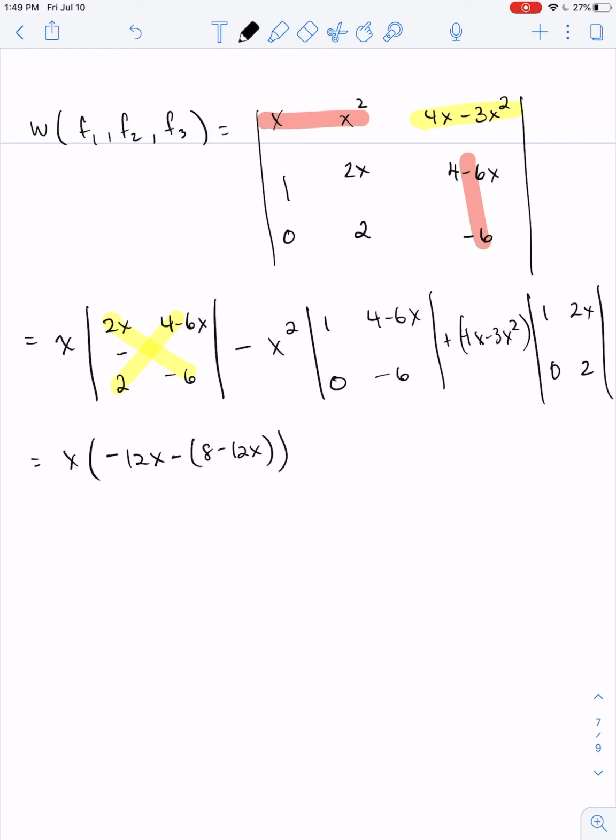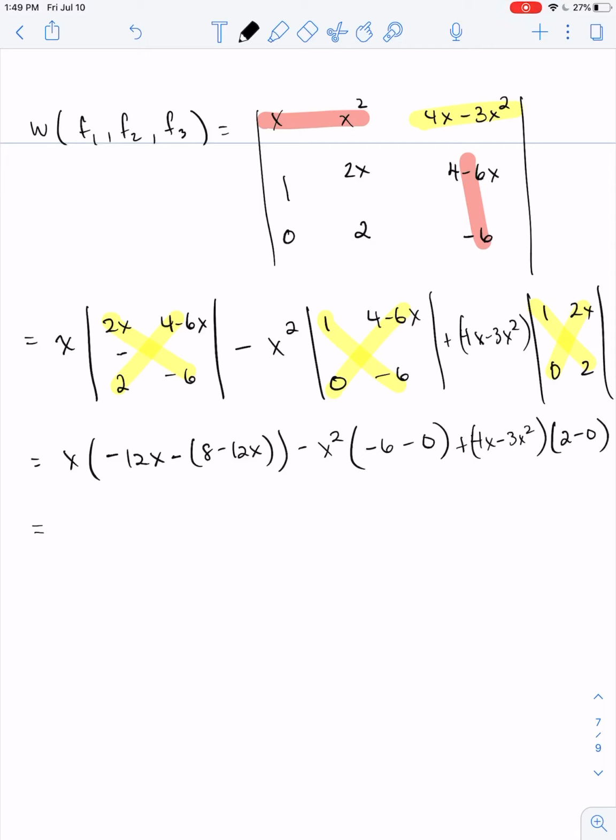Okay? And then again, same idea. Your determinant is going to be 1 times negative 6 minus the 0 times 4x minus 2. So you've got minus x squared times negative 6 minus 0. And then the last one we have, it's the same idea. You're going like that and subtracting the 2. So we would get 4x minus 3x squared, and then we would have 2 minus 0. So now let's simplify through.